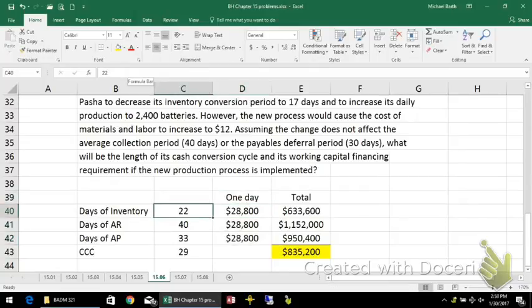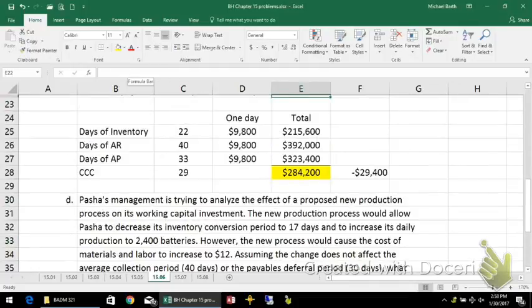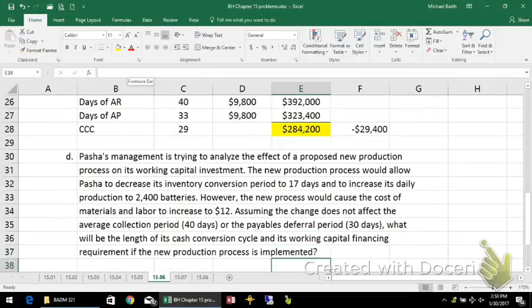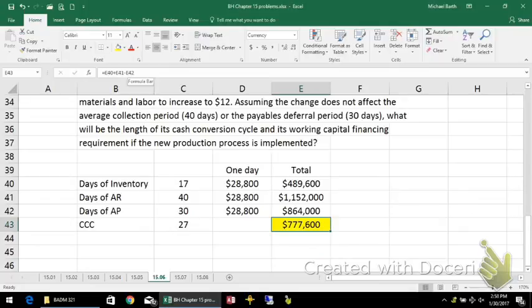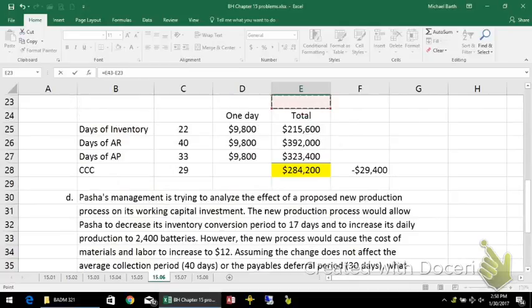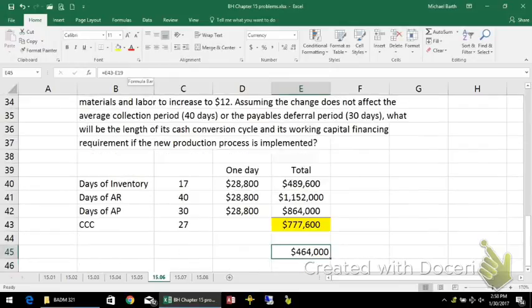This would go down to 17, and if we allow that to stay at 30, then our cash conversion cycle, average collection period is 40 days and deferral period 30 days. What will be the length of the cash conversion cycle? 27 days. And the new cost of the working capital financed, it would get increased from 300,000 and change to $777,000 and change. That would be an increase of about $464,000.